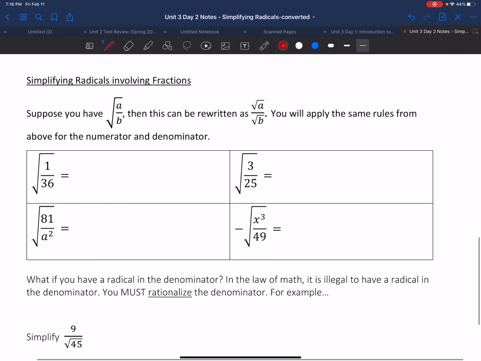So, simplifying radicals involving fractions. Suppose that you have, let's say, the square root of a over b. You can rewrite that as the square root of a over the square root of b. That's totally fine. And then you'll apply the same rules that we've done before.